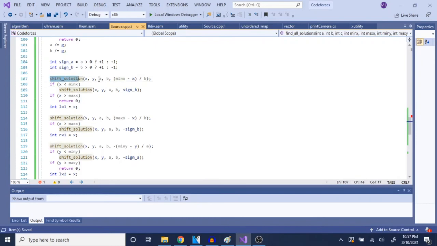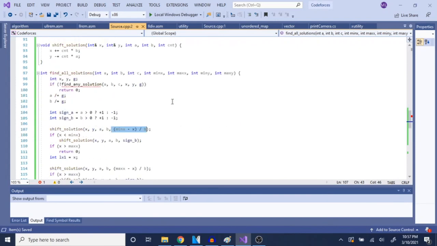Okay, so now we're going to shift the equation by the min x minus x divided by b. So this is the interval that you're shifting it by, the minimum value of x, which is our left bound of our x value. And we're going to subtract x from it, and then we're going to divide it by b. So that's going to be the number of times we could shift it by b. So this is going to just shift the solutions.